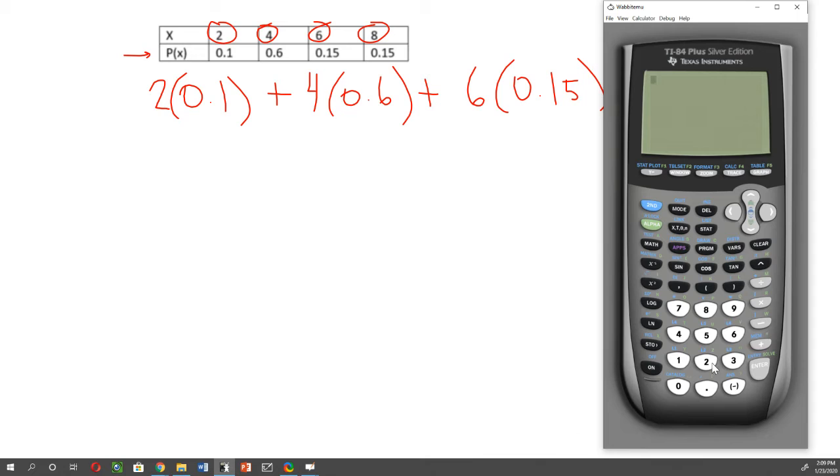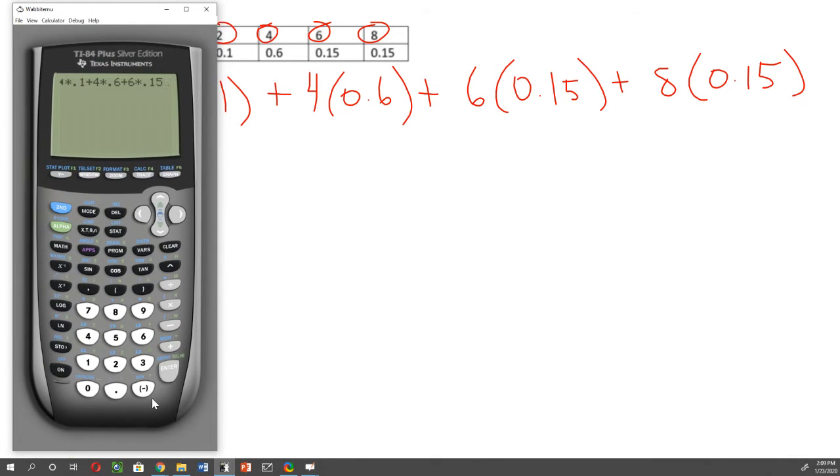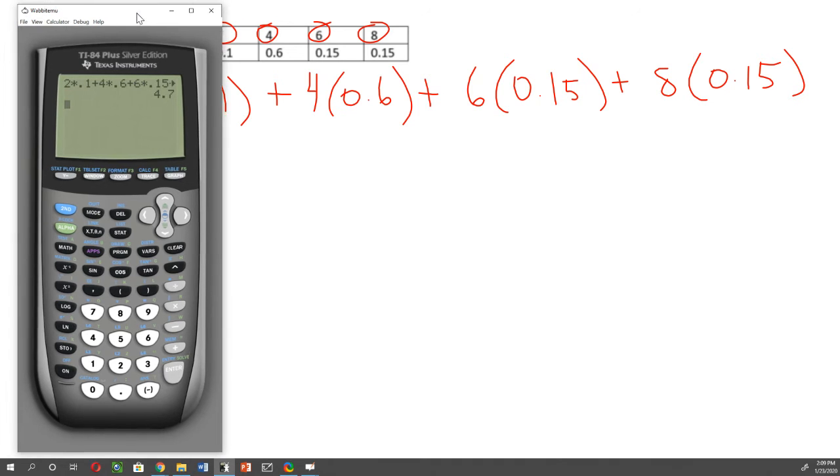So we're just going to multiply 2 times 0.1 plus 4 times 0.6 plus 6 times 0.15. And if I move this out the way a little bit, into the other one, 8 times 0.15. Let's just go back, do a plus sign, 8 times 0.15. And we get 4.7 as our expected value. So 4.7 is the expected value.